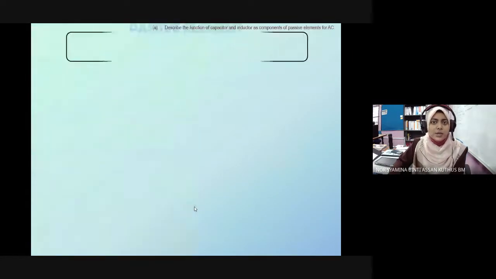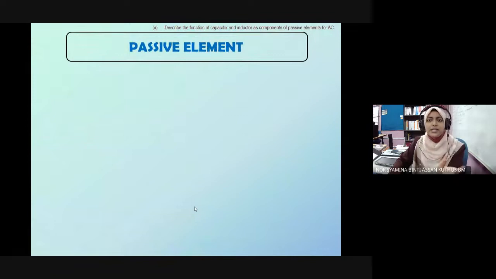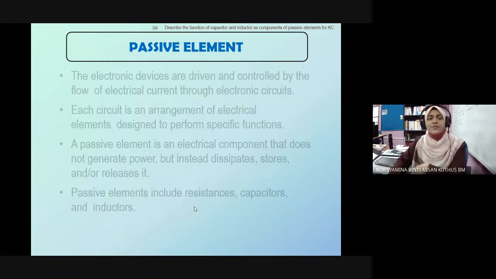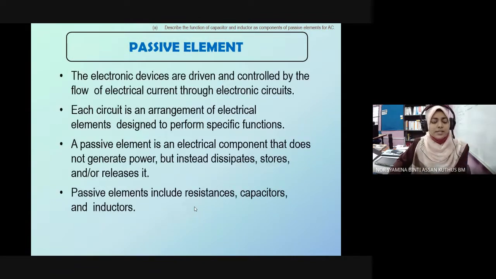So let's go and see what is the function of capacitor dan apa itu passive element. So passive element, we need to understand that mana-mana electronic device ataupun electronic ini adalah bahagian elektronik. So any electronic device are driven and controlled by flow of electric current. Electric ke, electronic ke, everything is driven by the flow of electric current through any circuit. So setiap satu circuit itu dia ada dia punya function dia yang tersendiri. They are designed to perform their specific function.